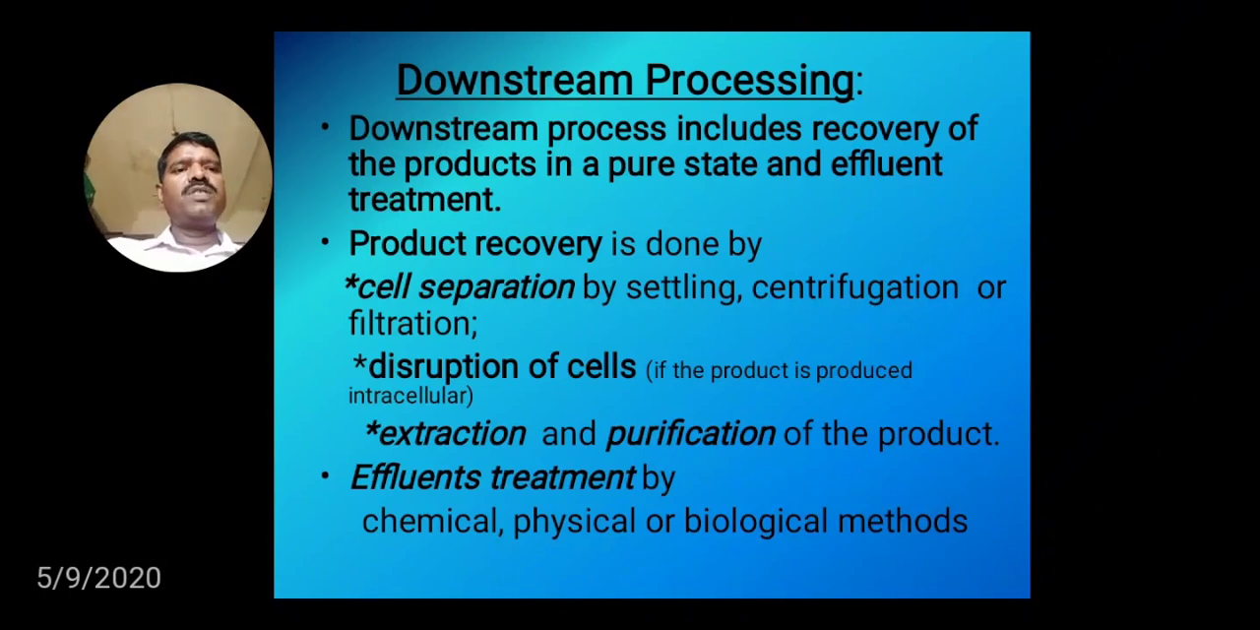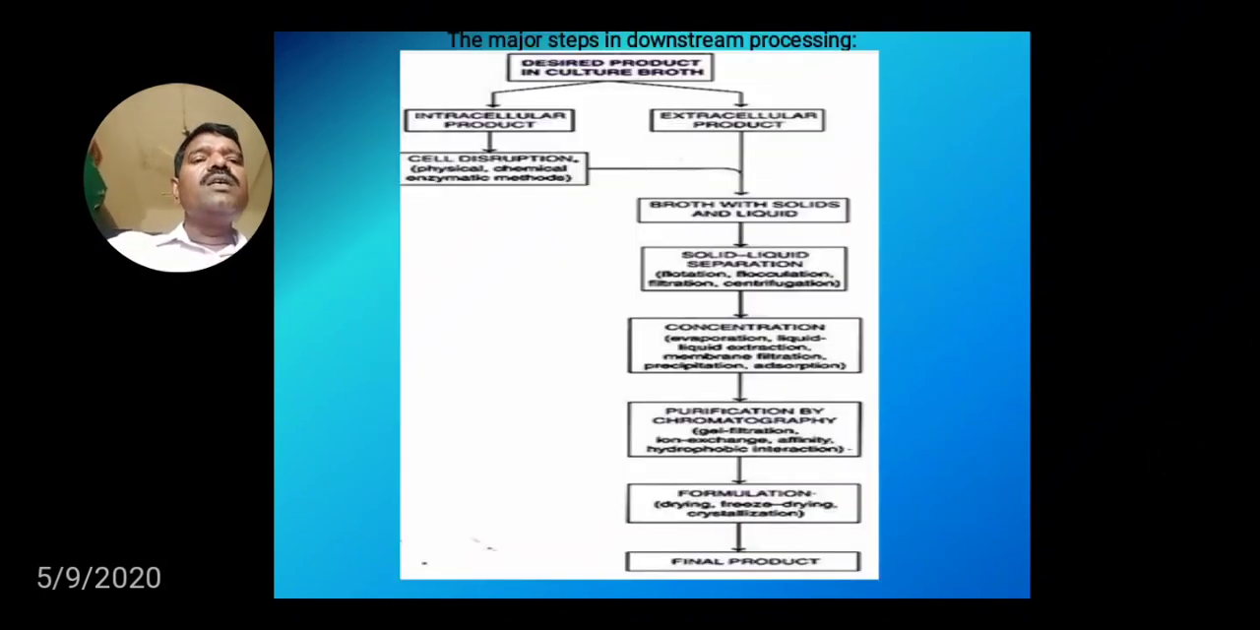The downstream process includes recovery of the products in a pure state and the effluent treatment. Product recovery can be done by cell separation, disruption of cells, extraction and purification of the products. Effluents can be treated by chemical, physical, or biological methods. So this slide shows the downstream processing overall.